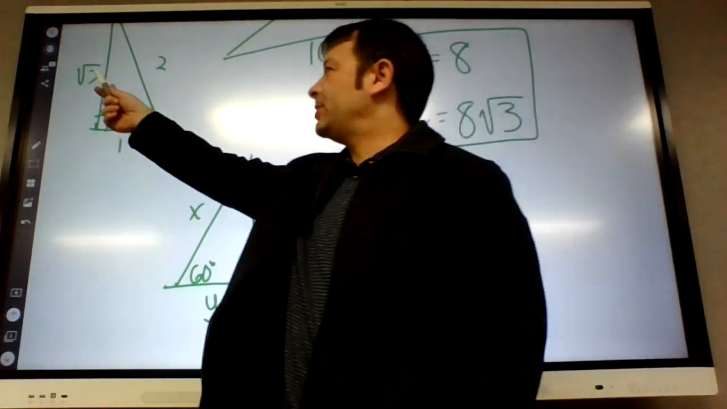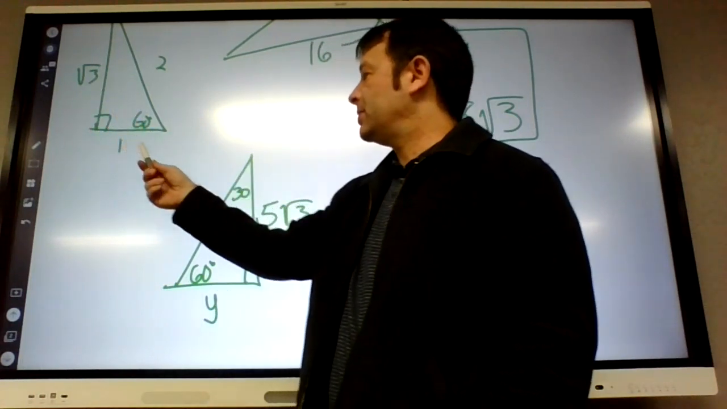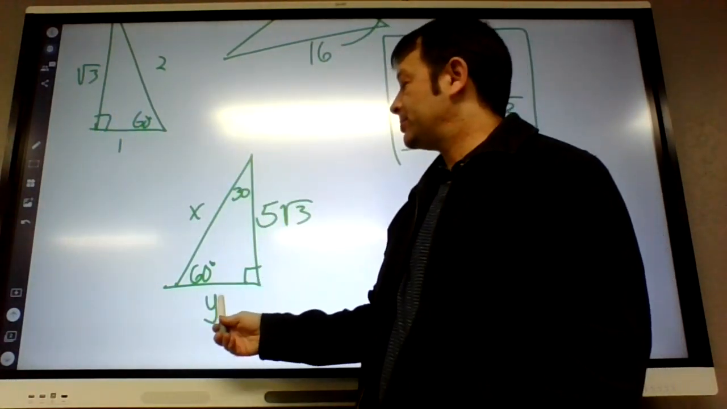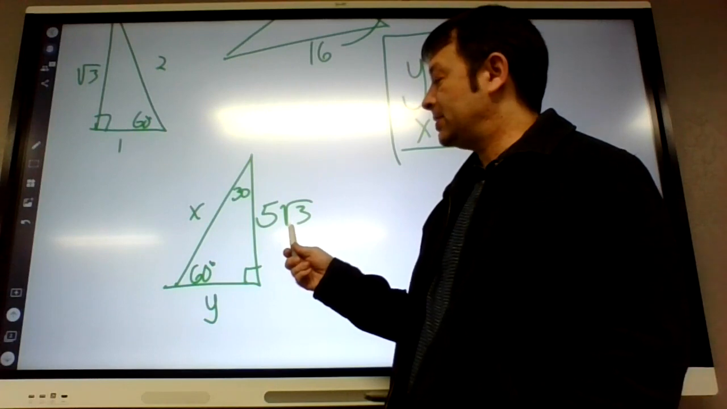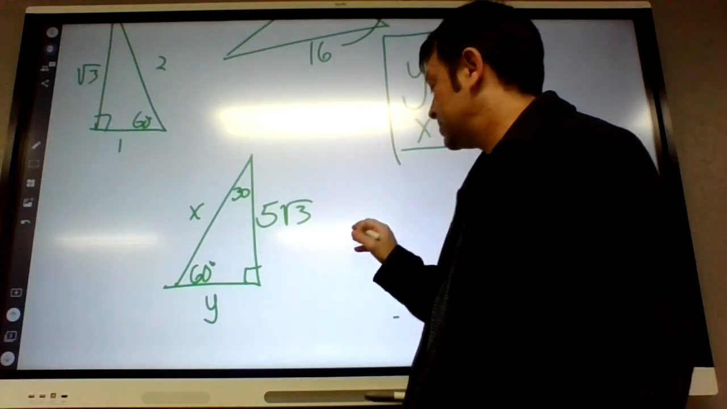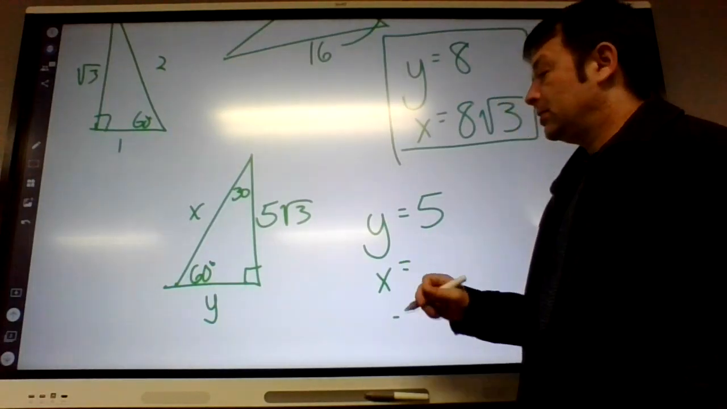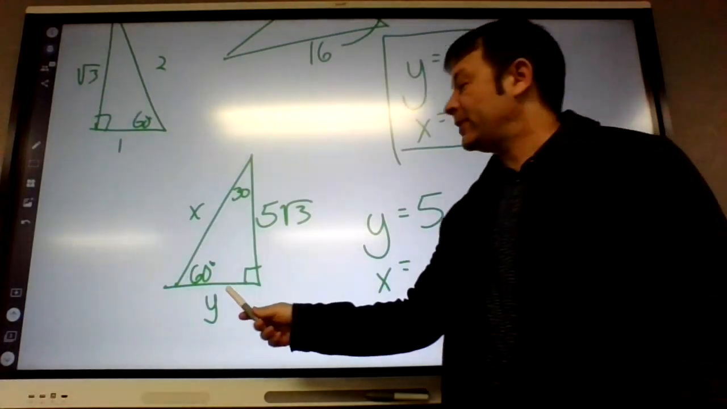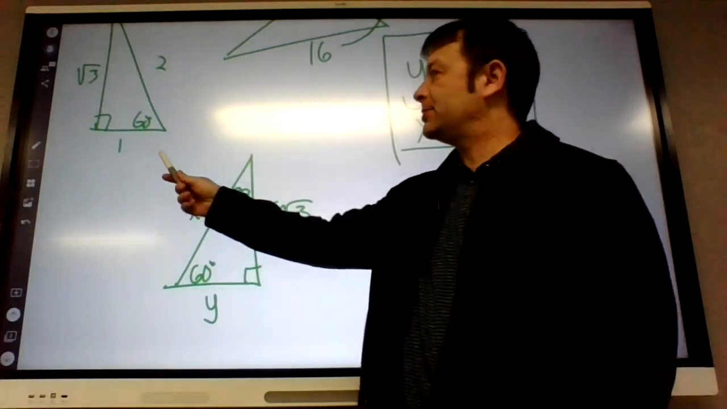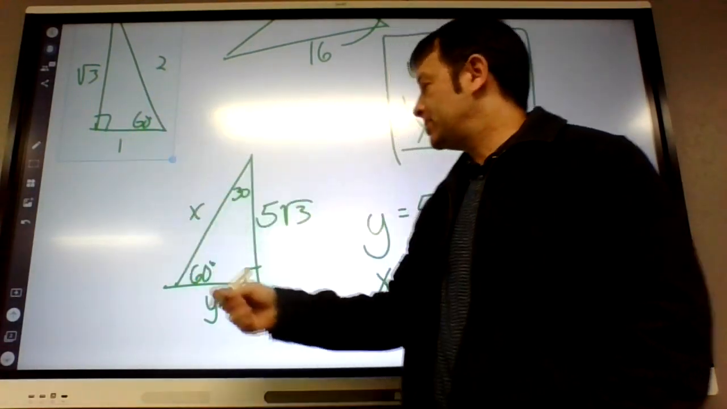So how do we go from the long leg to the short leg? Divide by square root of 3. Right, divide by square root of 3. In this case, that would just eliminate the square root of 3's. So y is 5. Okay, if the short leg is 5, how do we find the hypotenuse? Times 2, twice as big.